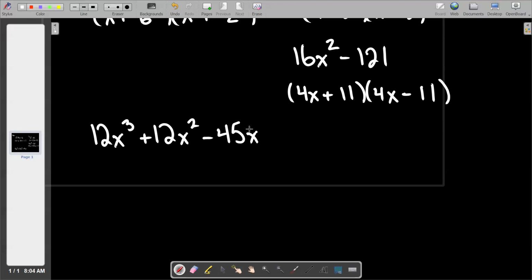Factor. What is it? Yes. So we're going to pull out of all of these a 3, and we're also going to pull out an x. And what's that going to leave behind? 4x squared plus 4x minus 15. Everybody good there?